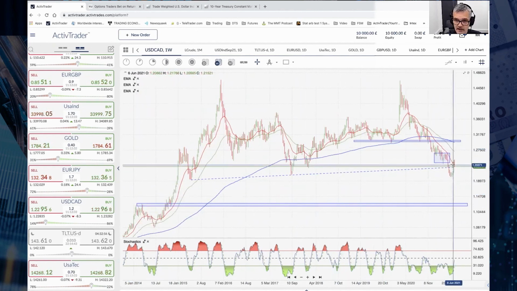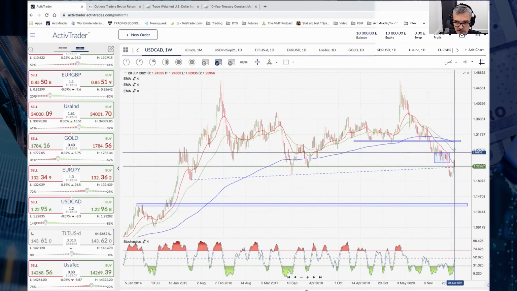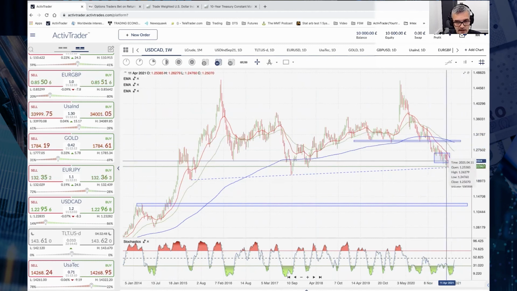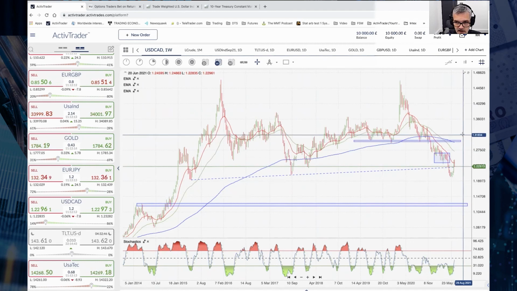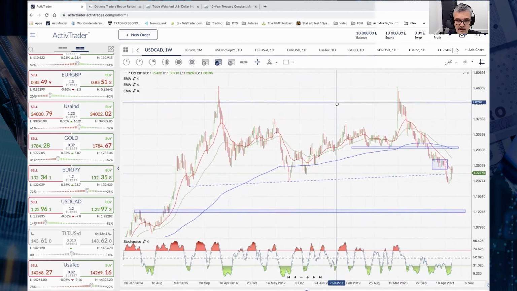If I am wrong, like I said, if dollar CAD gets above this balance area, gets into the 50, gets into the 200 period moving average, then we'll be looking for higher highs, higher lows, and a trend to sort of retrace this big move. Okay, I hope that makes sense.